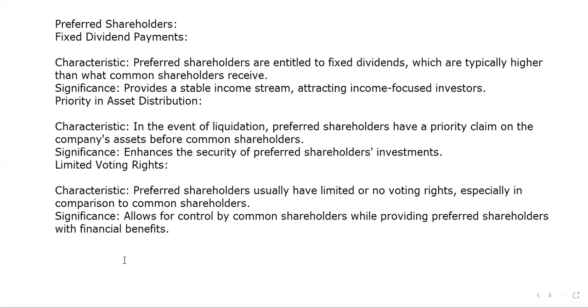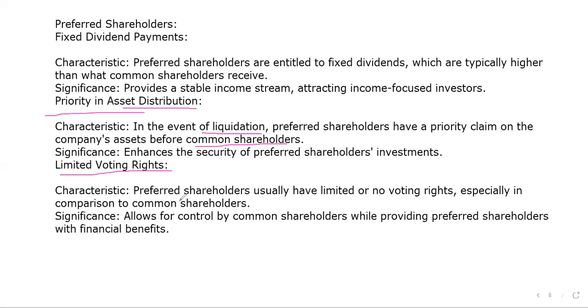The second characteristic about them is that they have priority in asset distribution. When the dividends are declared, these ones are given priority. In the event of a liquidation, preferential shareholders are the ones that are paid first, before the common stockholders are paid. This enhances the security of the investment. Sometimes the money finishes with the preferential shareholders before even paying the common stockholders, but these ones are paid first.